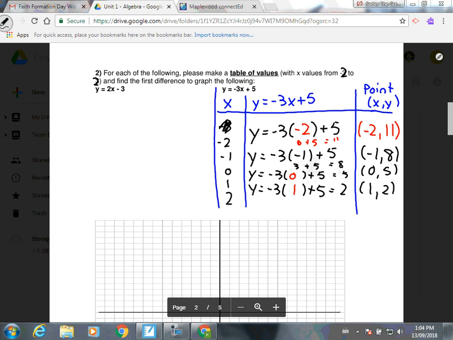To finish up here, it's going to be y equals -3 times 2 plus 5. Negative 6 plus 5 is negative 1, so that's 2 and negative 1. Okay, so is there any way to make the graph for this?